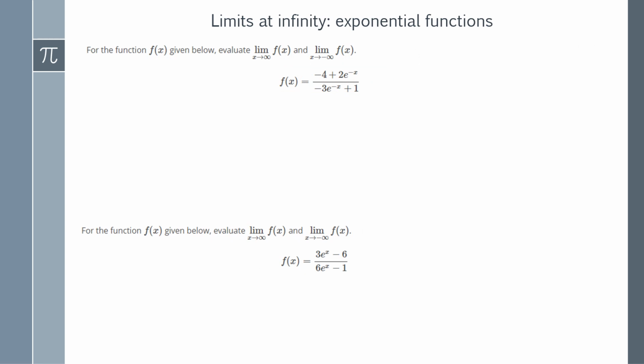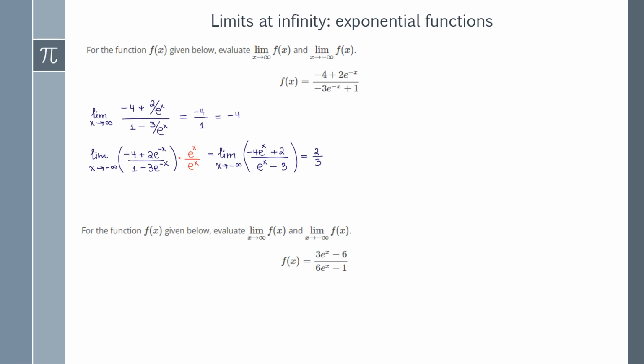Let's take a look at the last set of problems where we're computing limits at infinity of exponential functions. For the first problem, we're asked to compute the limit as x goes to positive and negative infinity of the function (negative 4 plus 2e to the negative x) over (negative 3e to the negative x plus 1). So let's see how we approach this problem.